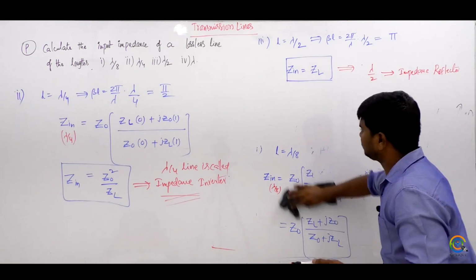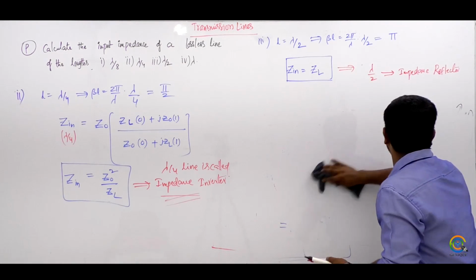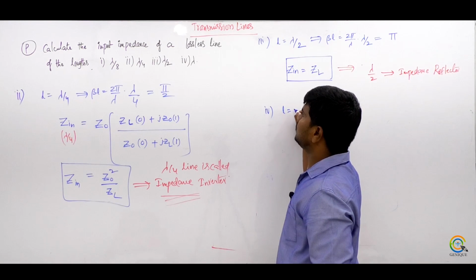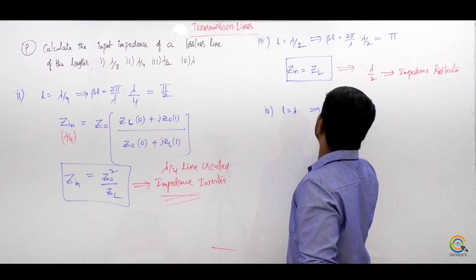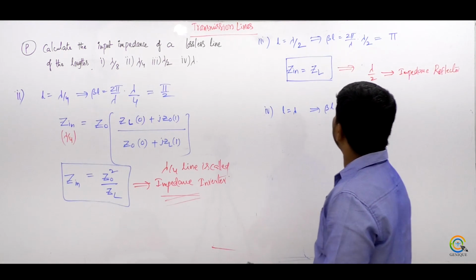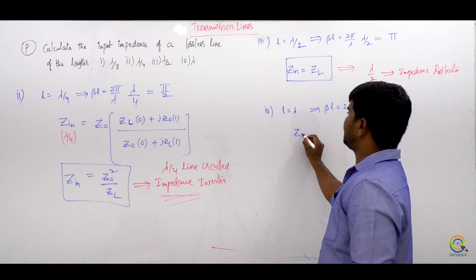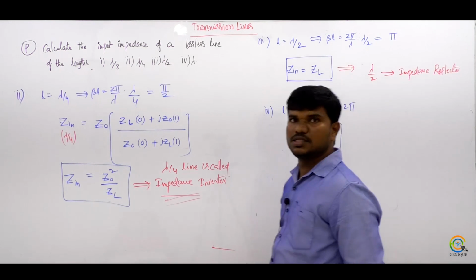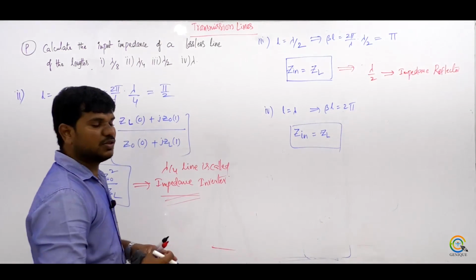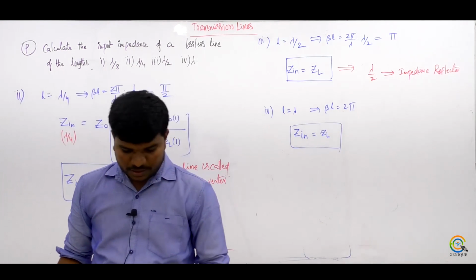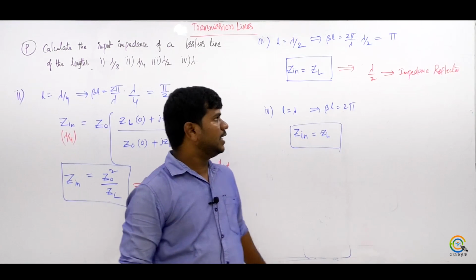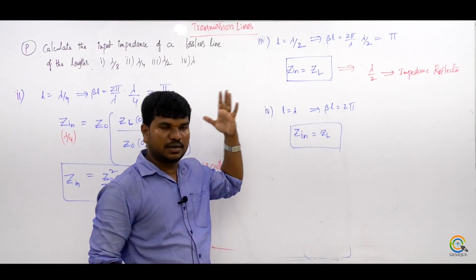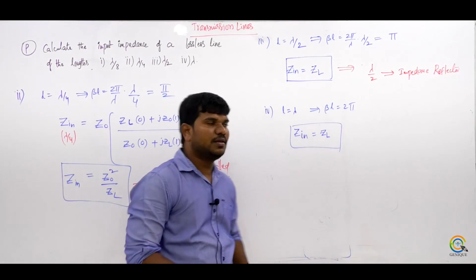Suppose you take ZL equals to Z, fourth question. The fourth one is, if L is equals to lambda, this implies beta L is equals to 2 pi. So Zin is equals to, again we will get ZL. Okay, these are the relations we should remember. Wherever we find these kinds of questions, it will be easy for you. Generally such lines will be given, so that's why you have to remember these relations.